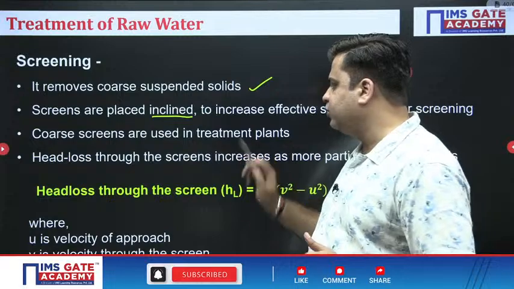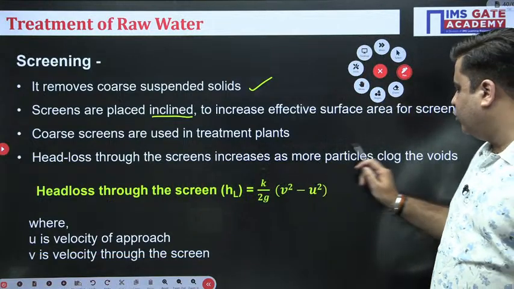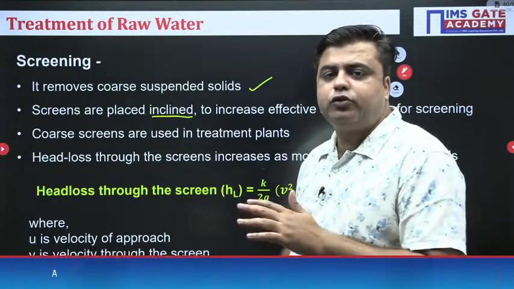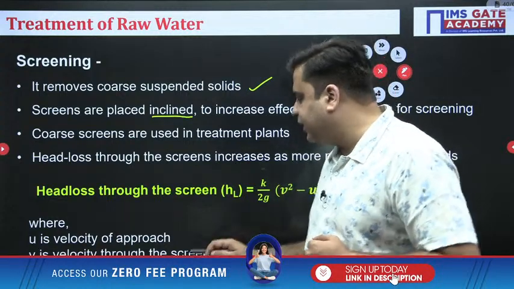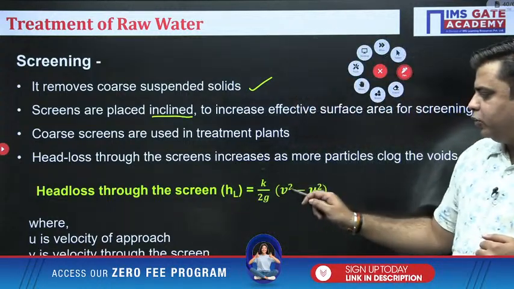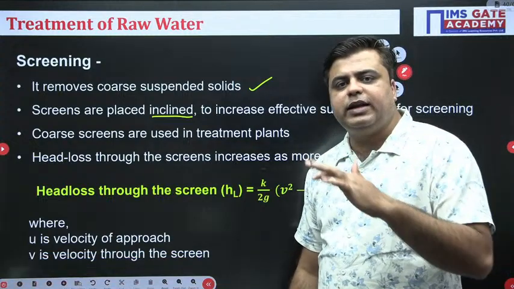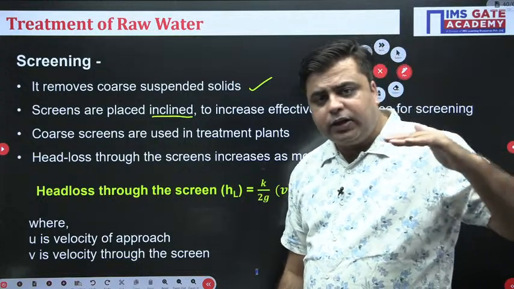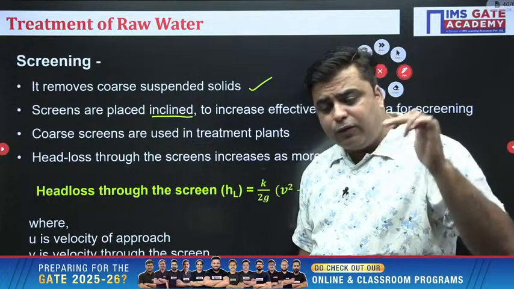Coarse screens are used in the treatment. Head loss through the screen increases as more particles clog the void. So over the period of time, the head loss through the screen keeps on increasing. In order to calculate the head loss through the screen, you can use this formula, K upon 2g (V square minus U square), where V is the velocity through the screen and U is the velocity of approach. The velocity by which the water is approaching the screen is U, and V is the velocity through the screen.